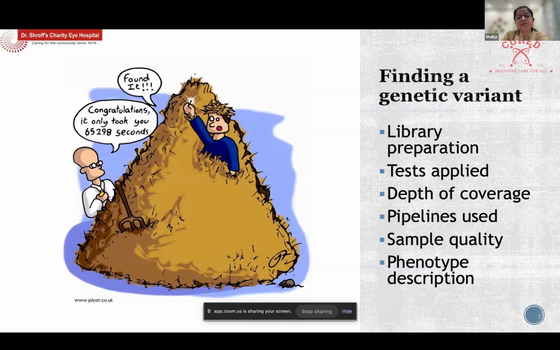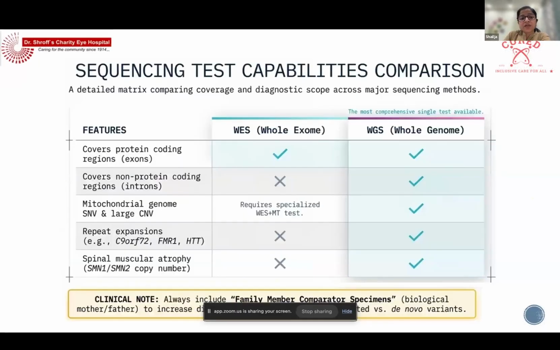It depends upon the type of test applied, whether it is appropriate for your phenotype. It depends upon the depth of coverage. That means whether the test is able to say that a particular gene has been covered adequately, and the number of reads that have gone through it, so that nothing is missed. The pipelines which are used, by pipelines I mean that once you get the output from the sequencer, what is used to filter out which variants are important for your particular patient, sample quality as we discussed, and also the phenotype that you described. So there are a lot of things that determine the yield of your genetic test.